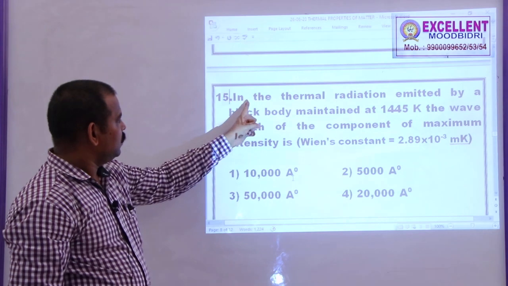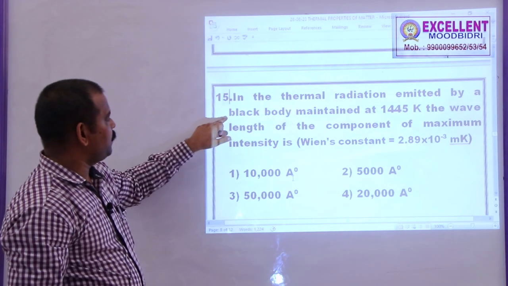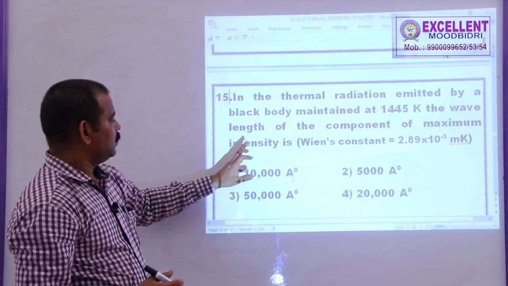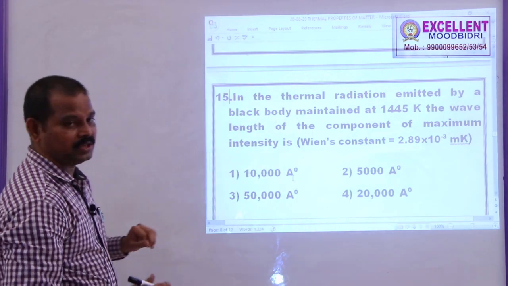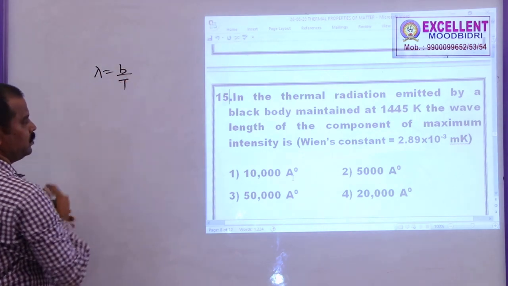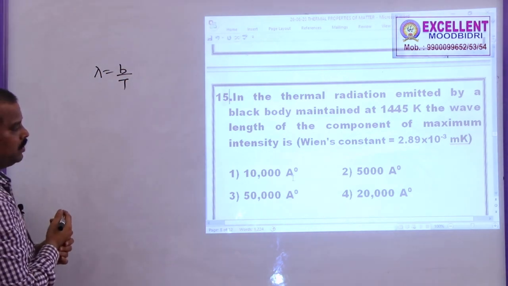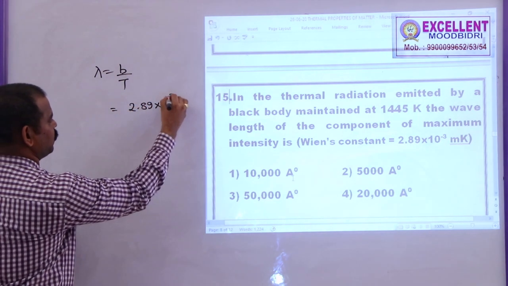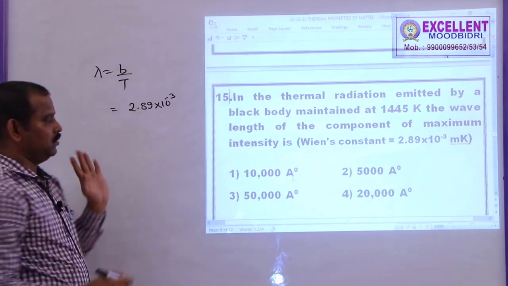10. In the thermal radiation emitted by a black body maintained at 1445 Kelvin, the wavelength of the component of maximum intensity is given as dash. This is also Wien's displacement law. Lambda is equal to Wien's constant B by T. They are asked to find out the wavelength. B is equal to 2.89 into 10 power minus 3, that is meter Kelvin, the SI unit.